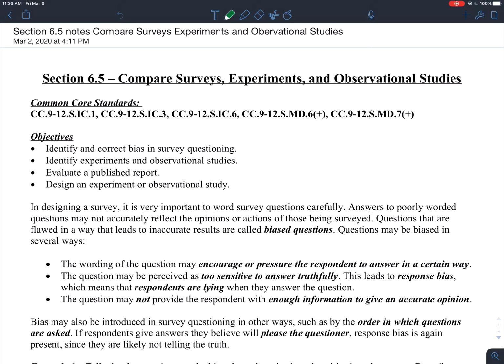Identifying correct bias in survey questioning, identify experiments and observational studies, evaluate a published report. They give us a little blurb and we have to say whether we think it's an experiment or observational study, and then design your own. Okay, design your own.